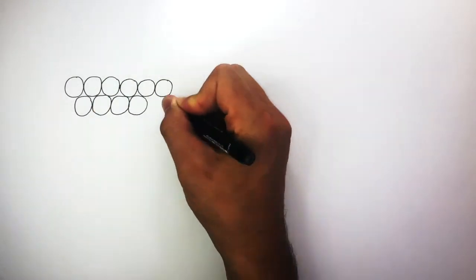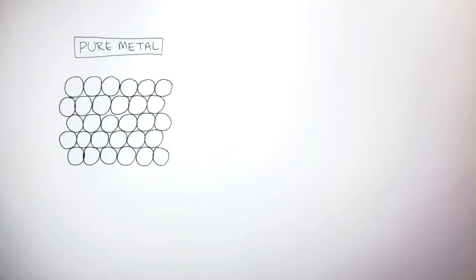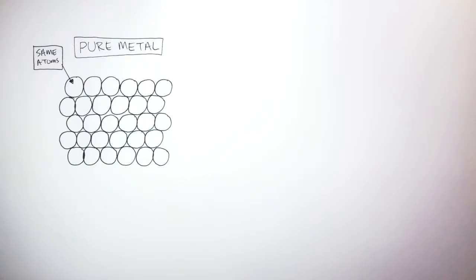This particle diagram represents the structure of a pure metal. A pure metal is made of the same atoms, and the particle diagram shows us this because each circle is the same size, and therefore this represents being the same atom. Therefore, this is a pure metal.